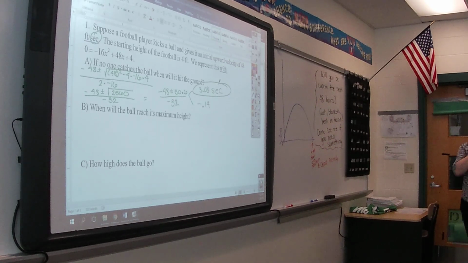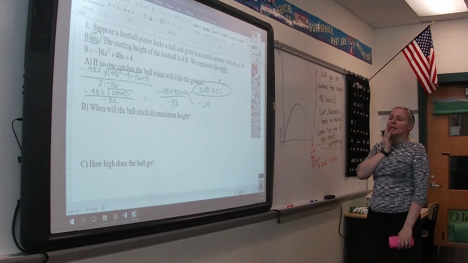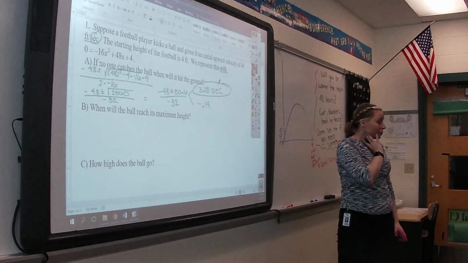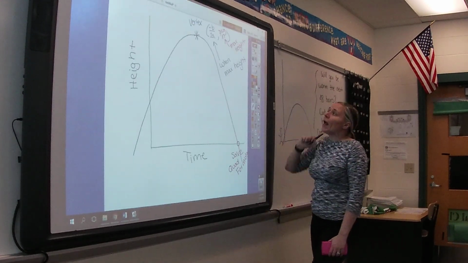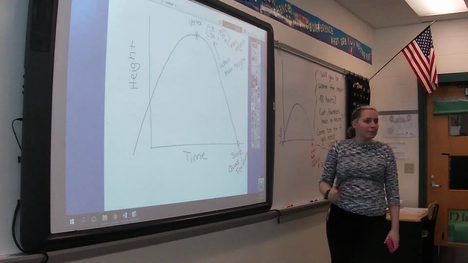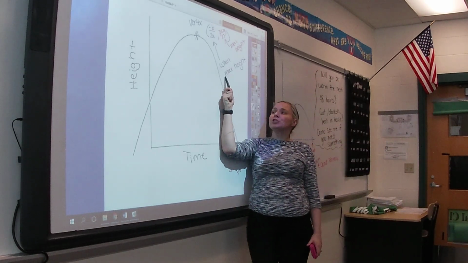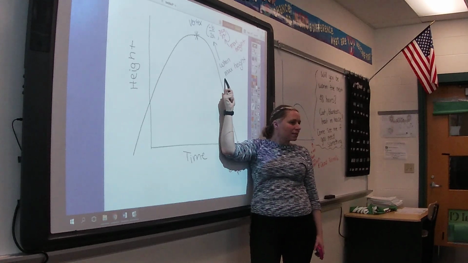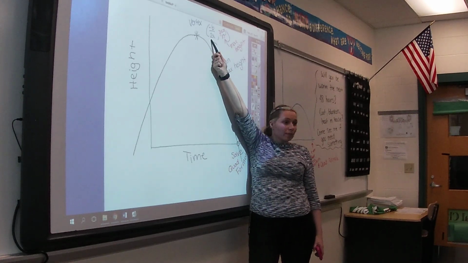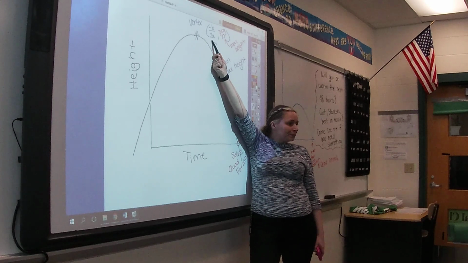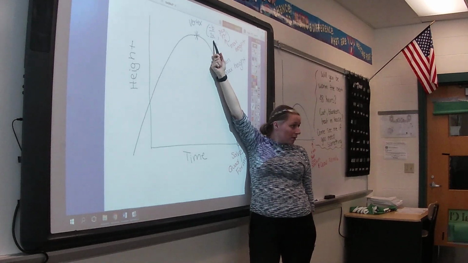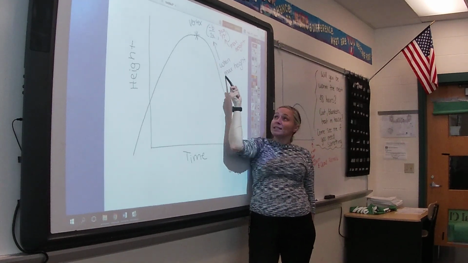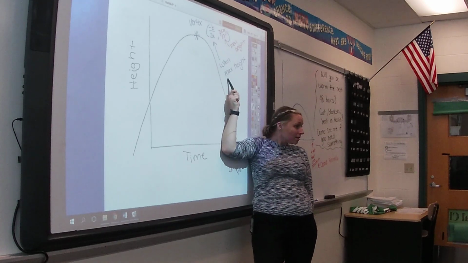Part B, when will the ball reach its maximum height? So same equation, same story problem, but now we want to know when the ball will reach its maximum height. So what did we say we would do to decide that? What does this say? Negative b over 2a. Negative b over 2a is going to tell us when the ball will reach its maximum height.